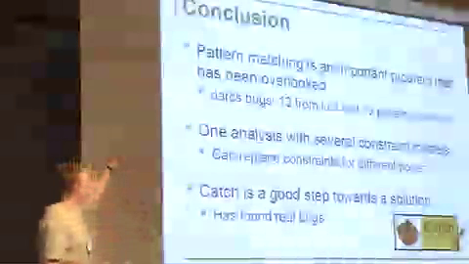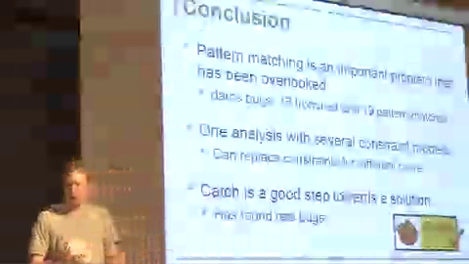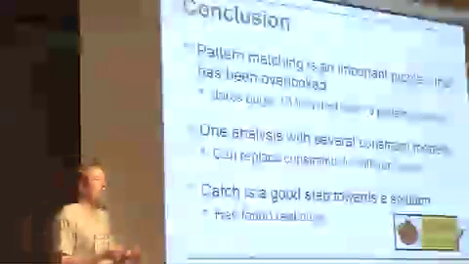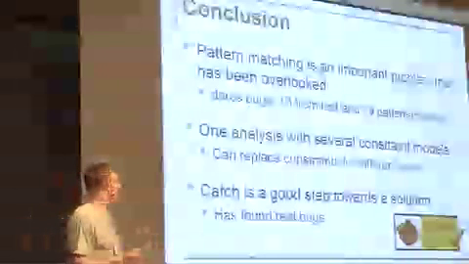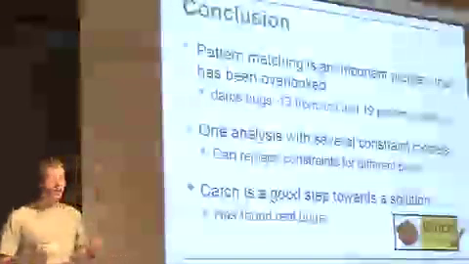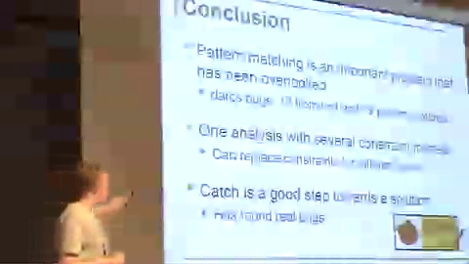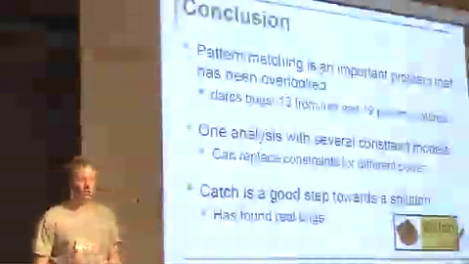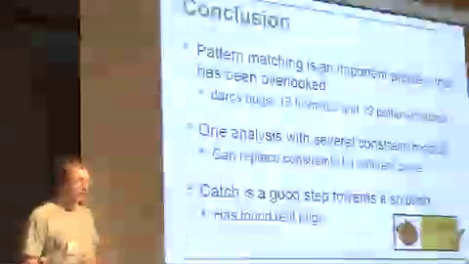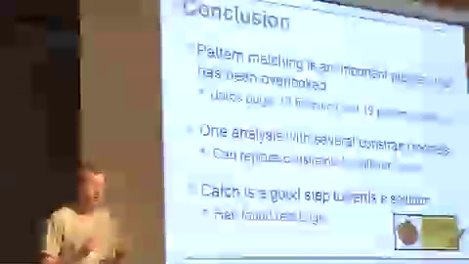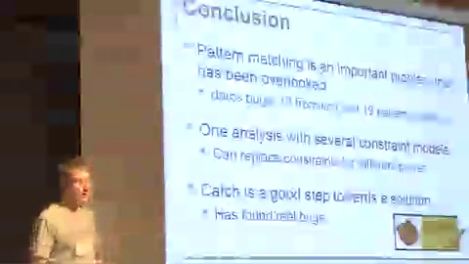So Catch is a nice analysis. It's got several different constraint models, so you can hopefully plug in one that's appropriate to your task, and there's certainly scope for looking into different constraints to see which ones work well. And I think Catch is a good step towards a solution, and it's already found some real bugs in some real programs that actually have real users. Thank you very much.